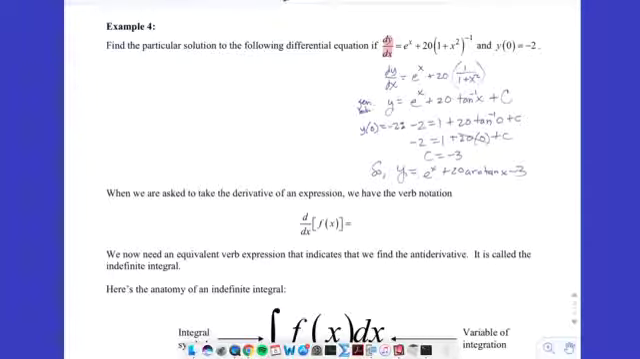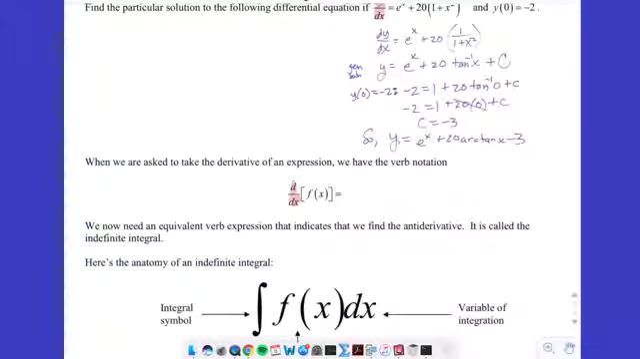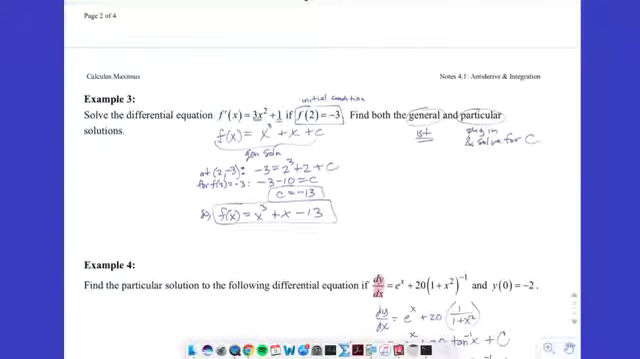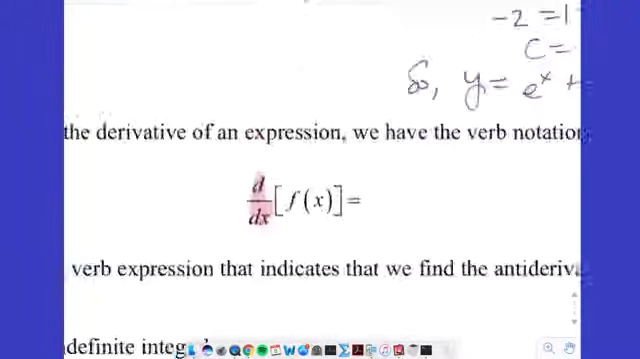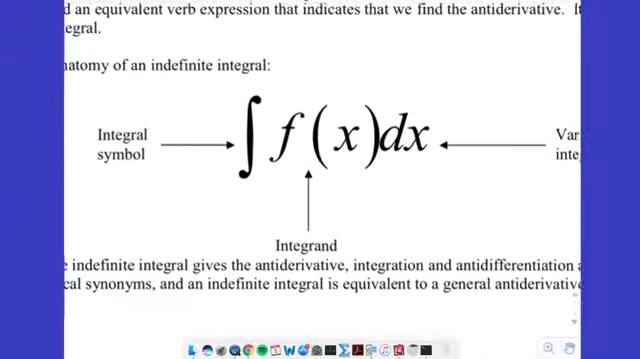So when we're asked to take the derivative of an expression, we have the verb format, right? If you see d/dx in front of an expression, you know what to do at this point. It means to find the derivative of what follows with respect to x. Right now, we haven't seen a verb version for the antiderivative. We have been asked to either find the antiderivative or to solve a differential equation. There is a verb version, though, of finding the antiderivative, that when you see it, you'll know what to do. And it's called the integral.